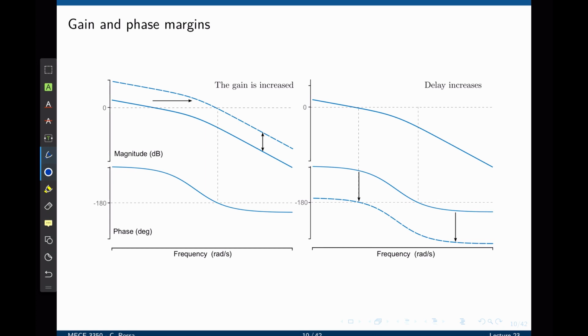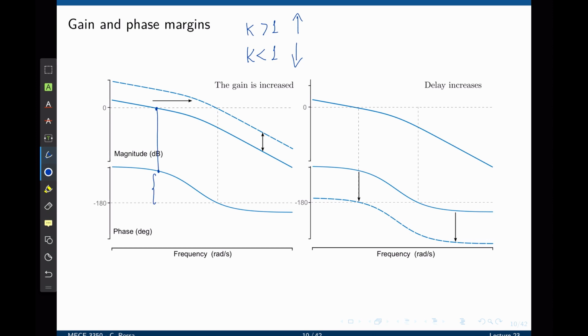Let's consider this example here where the solid blue line on the left is the original magnitude of the transfer function. We see that the cutoff frequency occurs early here and the phase margin is given there. If the transfer function is multiplied by a number that is greater than 1, then the Bode plot will shift up, and if the transfer function is multiplied by something that is smaller than 1, then it will shift downwards.